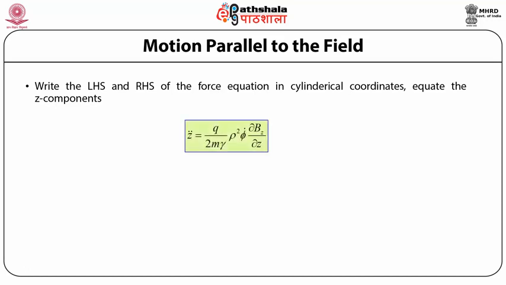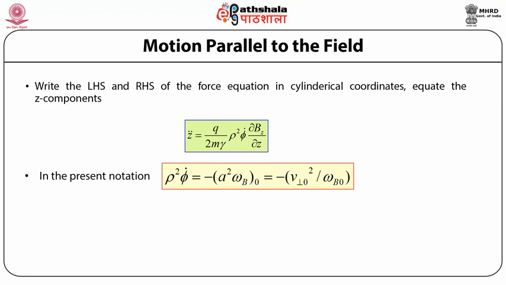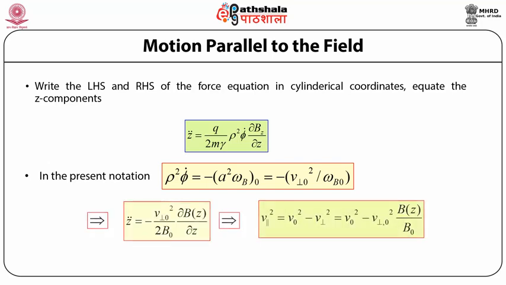Equate the z components, that is z double dot equals q divided by 2m gamma into rho squared phi dot into del Bz by del z. In the present notation, rho squared phi dot equals minus a squared omega_b0, which equals minus v perpendicular0 squared divided by omega_b0, which implies z double dot equals minus v perpendicular0 squared divided by 2B0 into del Bz by del z.